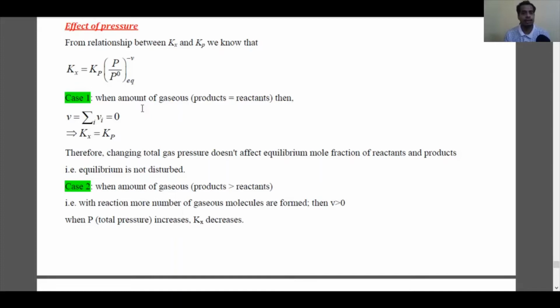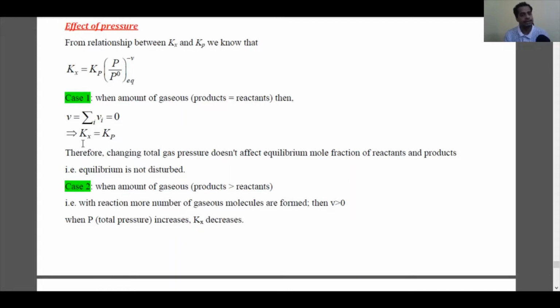First case, when the amount of gaseous products is the same as the amount of gaseous reactants, what will happen to v? v is the sum of stoichiometric coefficients of gaseous products minus the sum of stoichiometric coefficients of gaseous reactants. Since the amount of gaseous product is equal to gaseous reactant, these sums will be the same. So essentially v will be 0. If v is 0, Kx and Kp will be the same.